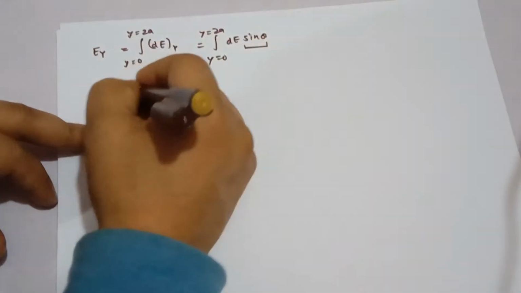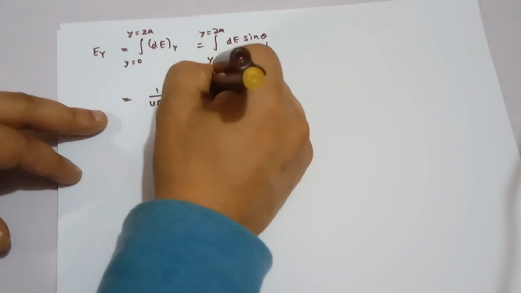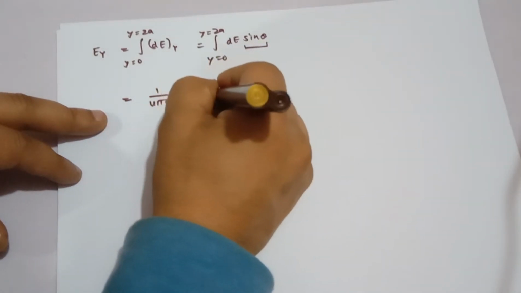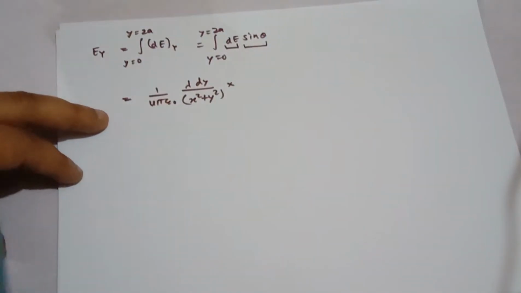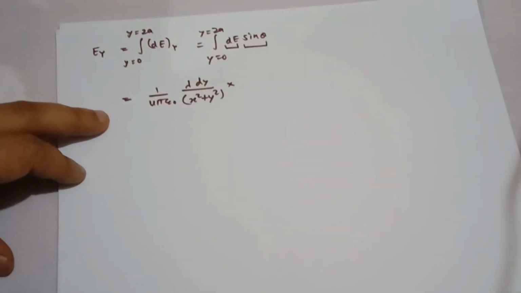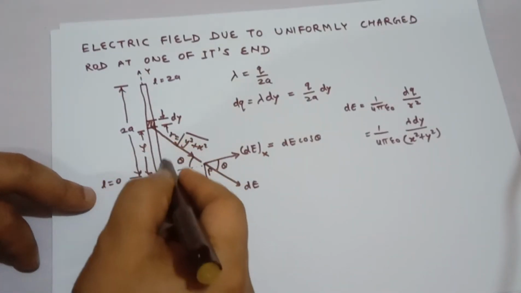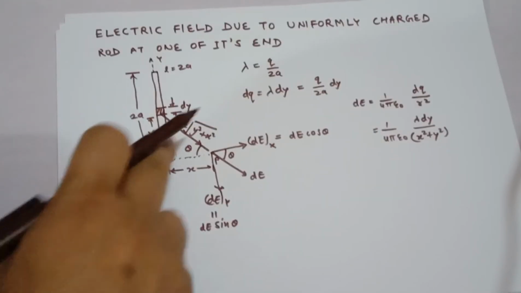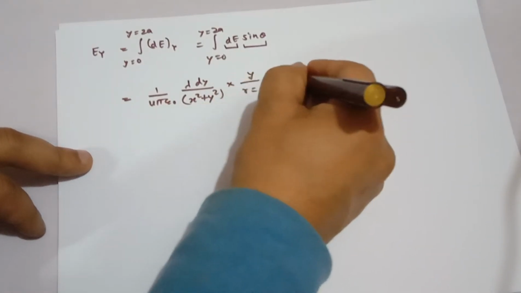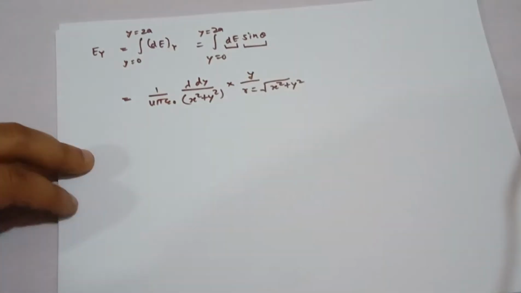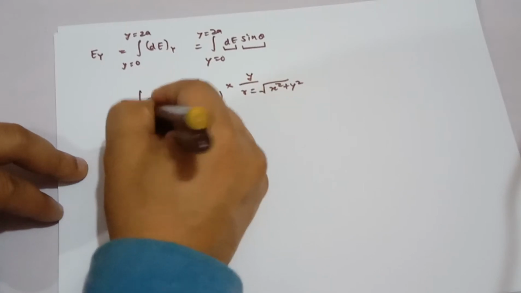So when we put this value, we should get 1 upon 4 pi epsilon naught lambda into dy upon x square plus y square. So that basically is the value for dE. Sine theta is basically perpendicular by hypotenuse. So when we see this diagram, for sine theta it is perpendicular by hypotenuse. Perpendicular here is y, so y upon r, and r is nothing but the square root of x square plus y square. And that is for integration from y is equal to 0 to 2a.